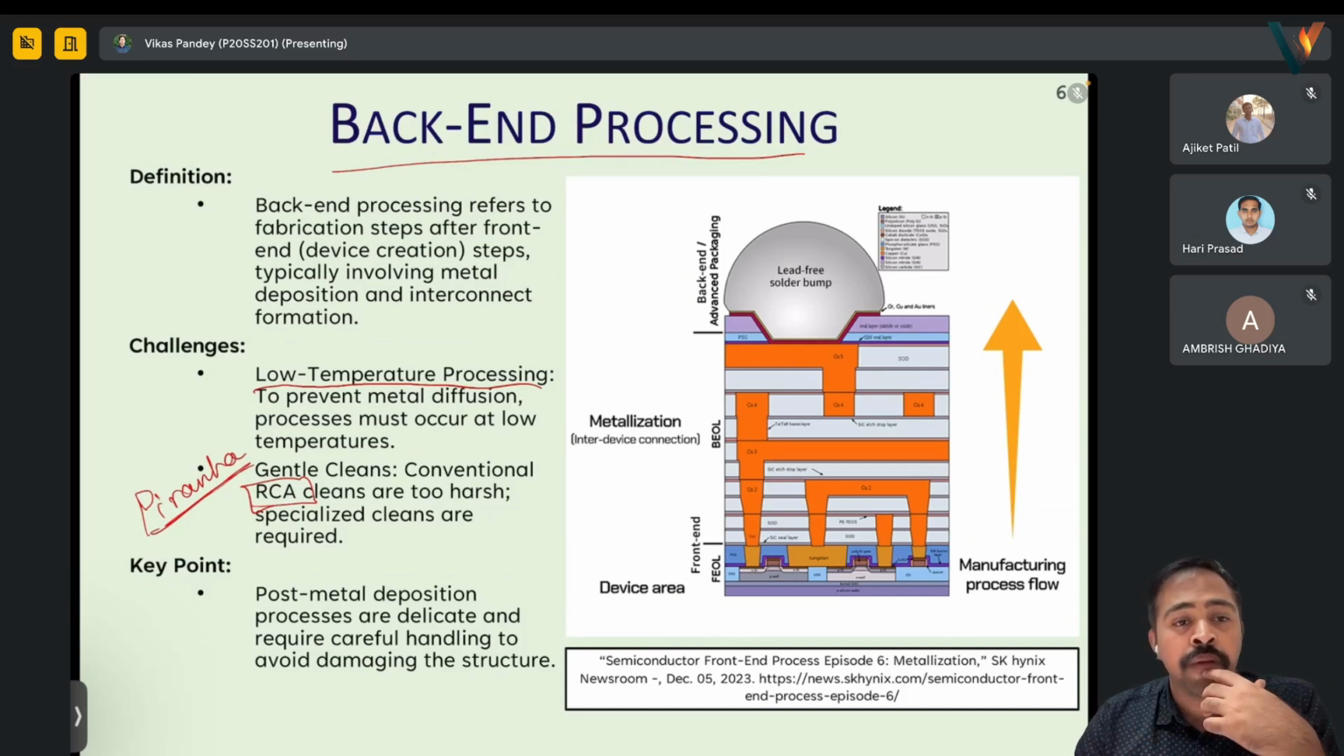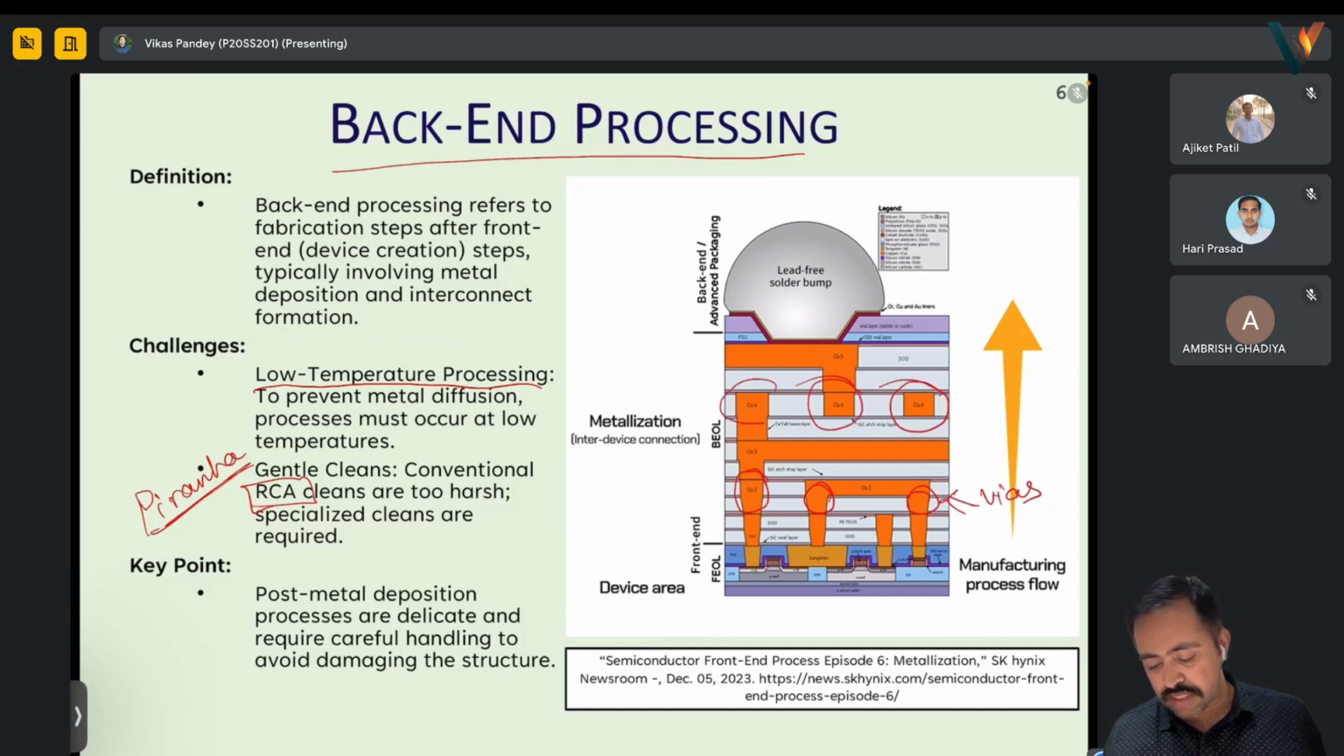Metal deposition is a delicate process and requires careful handling to avoid structure damage, because it is not just a planar structure, it might have pillar kind of structures, right? You see, these are called vias. Such pillar kind of contacts can be there, and they might be delicate to handle, and proper aligning has to be done.